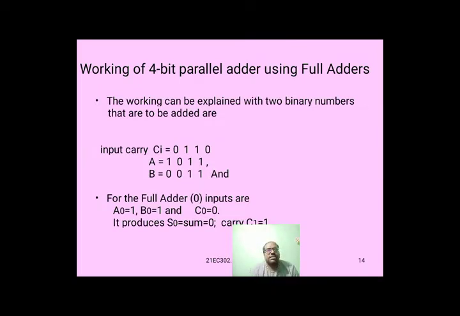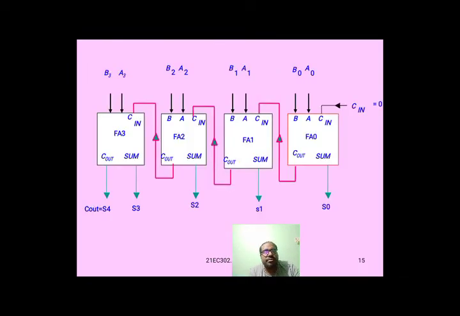For full adder 0, the inputs are A0 equal to 1, B0 equal to 1 and C0 equal to 0. It produces S0, that is sum equal to 0, and carry C1 equal to 1. See here, clearly I have shown the input values as well as the output values, that is the augend and addend as well as the carry in. In the first one, C input equal to 0, A0 equal to 1 and B0 equal to 1. We get the sum value equal to 0.